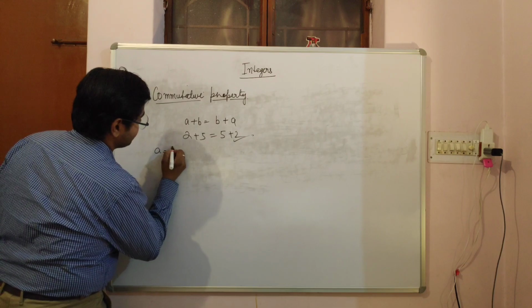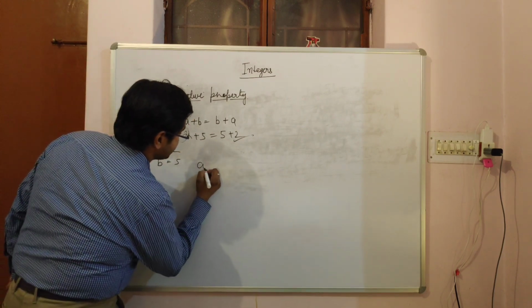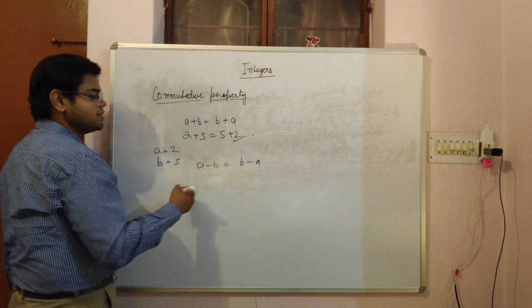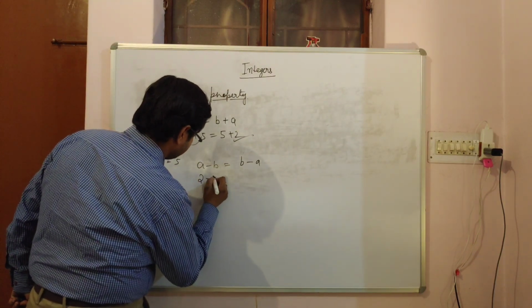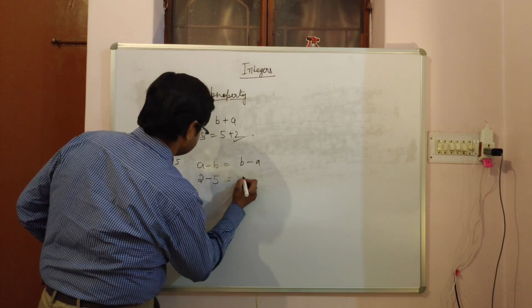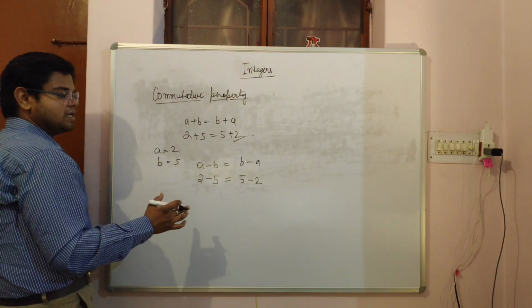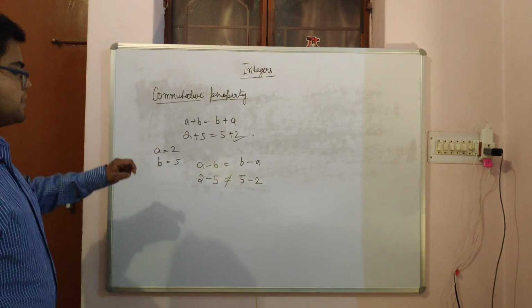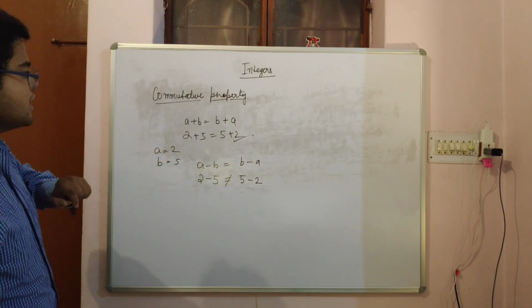But if this would have been taken as a is 2, b is 5, and this would have been done a minus b equals b minus a, would they have been equal? Let us find out. 2 minus 5 is equal to 5 minus 2. Are LHS and RHS equal? No. So, addition is commutative for integers and subtraction is not commutative for integers.